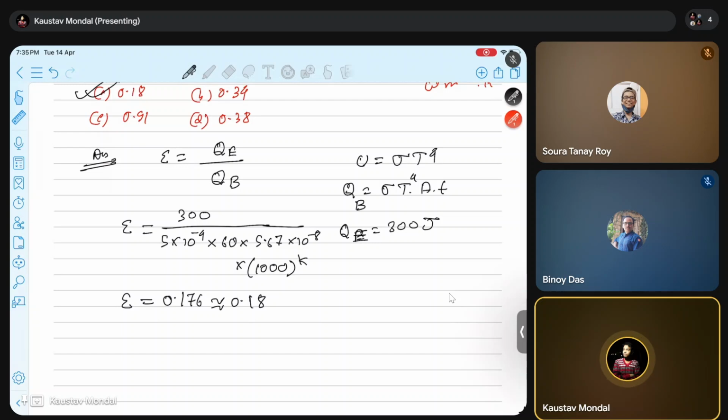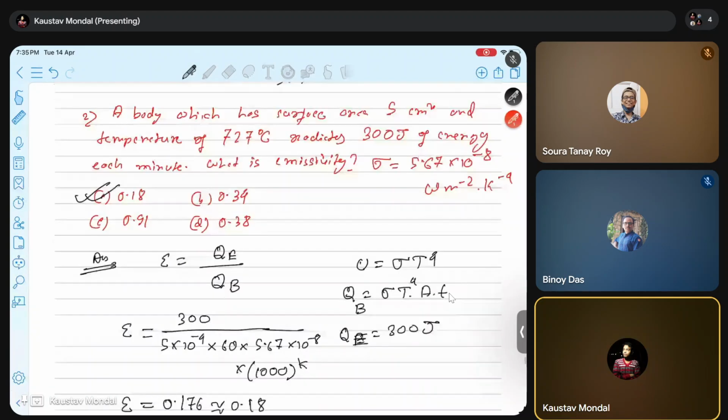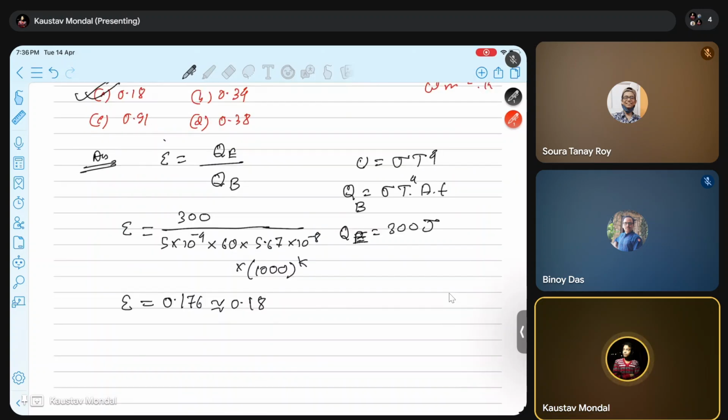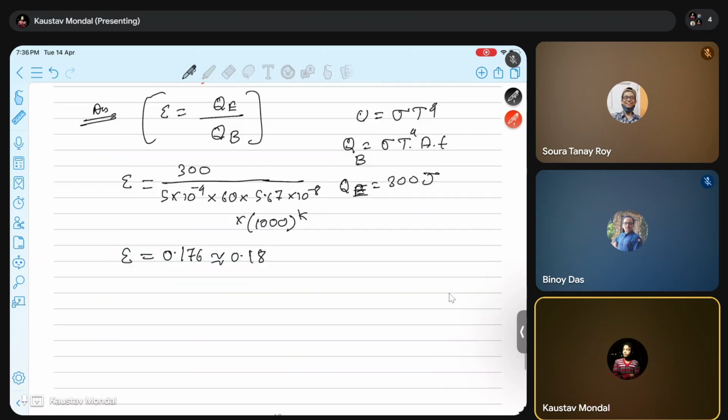So in the case of a black body, we know it will emit the maximum energy. In order to calculate the emissivity, you have to compare the emitted energy for that particular body with respect to a black body, right? And their ratio basically gives us the emissivity ratio. So by using this formula, you can calculate the emissivity.